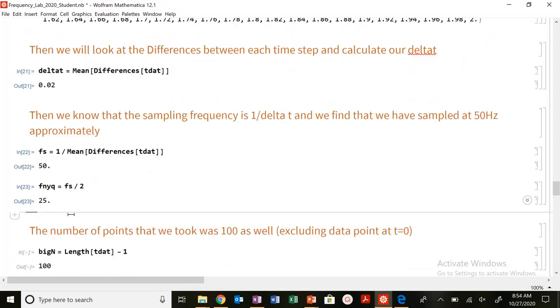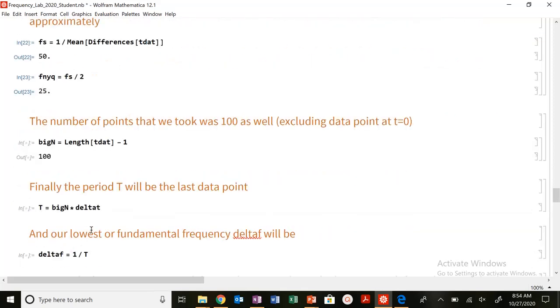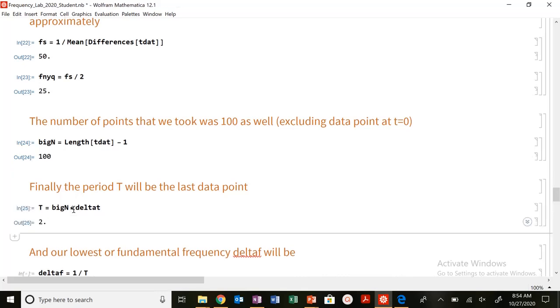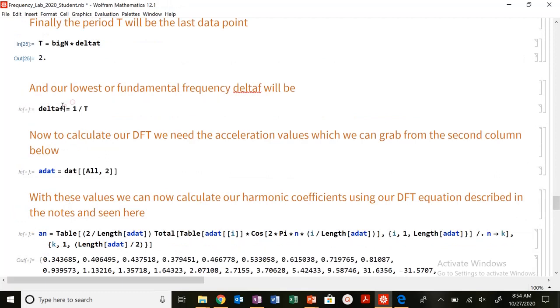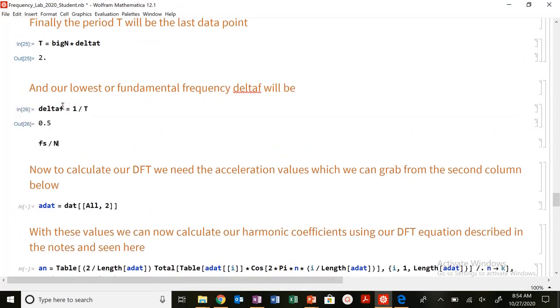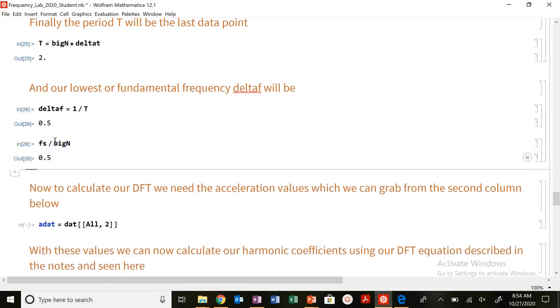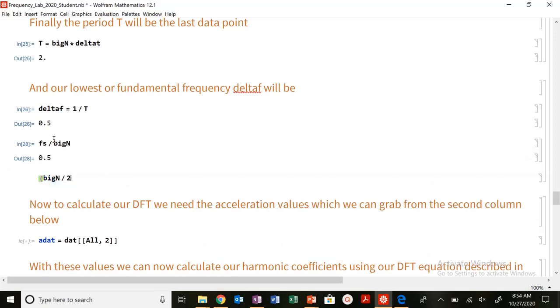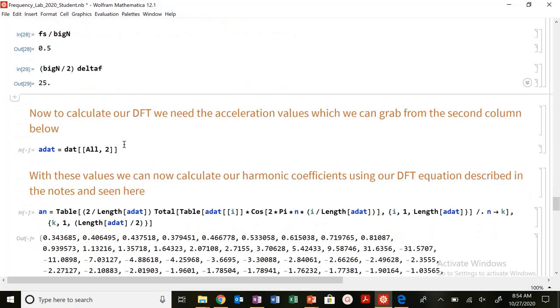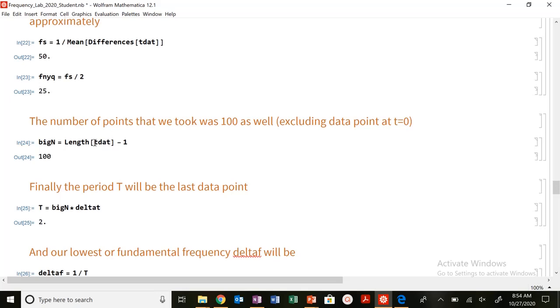Once I know that, I can get my big N, and I'm excluding the first data point because at t equals 0 I don't want to include that point. Then my period is just this. My delta f will be this, and I can double check that it equals f sub s divided by big N. That's the same. And my f Nyquist is big N divided by 2 times delta f. Just making sure everything's right in this world. These are the values, and you want to check this for each data set.